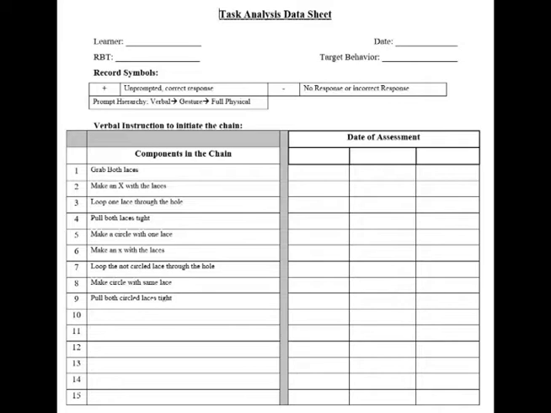As you can see, the steps start with him grabbing both of his laces, then making the X, and looping the lace through the hole. This continues until the last step where he has to pull both laces tightly to complete his tying of shoes. A task analysis like this allows for someone to make sure to teach the same steps exactly the same way to make learning the steps easier.